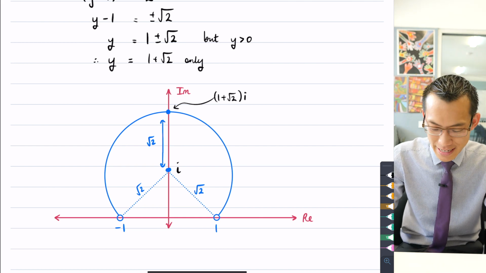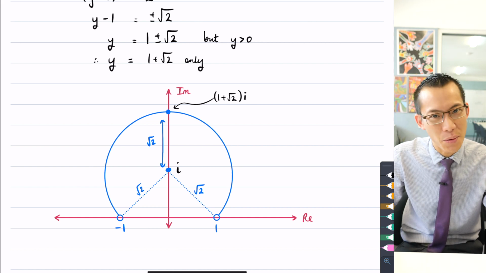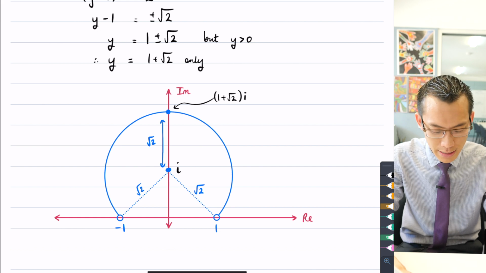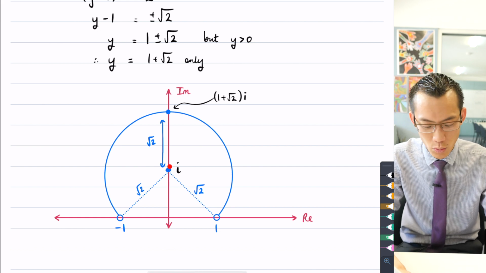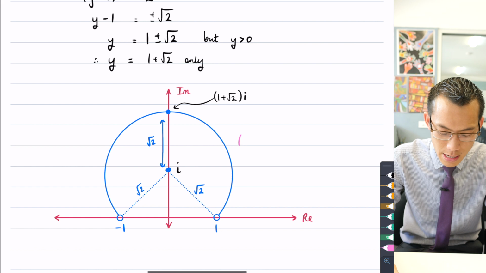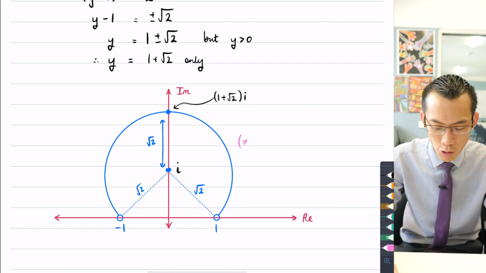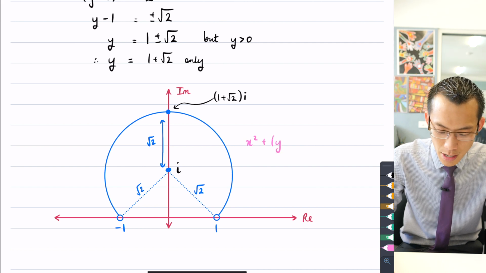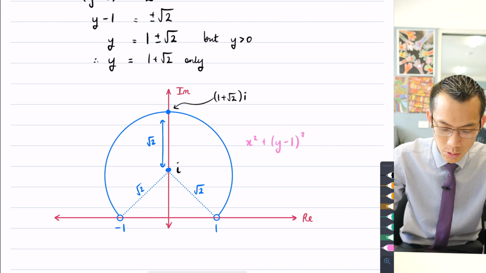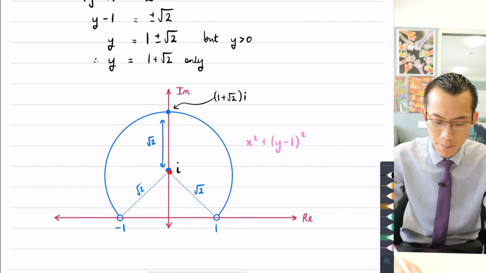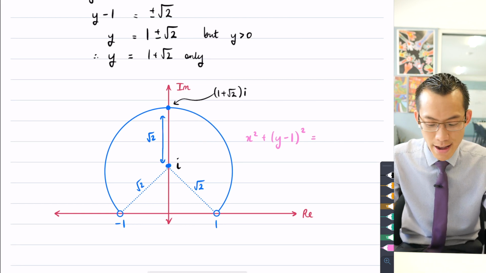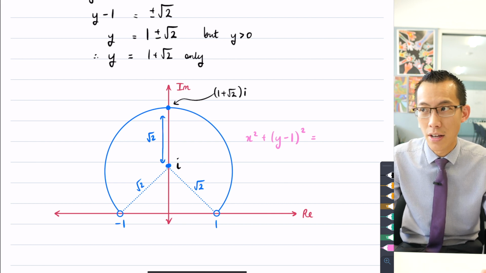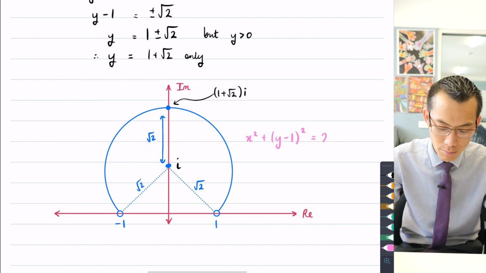So this is all I need now to generate what the Cartesian equation is. I've got the center. In terms of Cartesian coordinates, it's at (0, 1), but in complex coordinates, it's i. So I can say that the circle will be of the form, I don't need brackets there, x squared plus (y minus 1) all squared, because you can see I've moved up 1 unit. And then on the right hand side it should be a radius of root 2, so I have r squared, so in this case it's just 2.